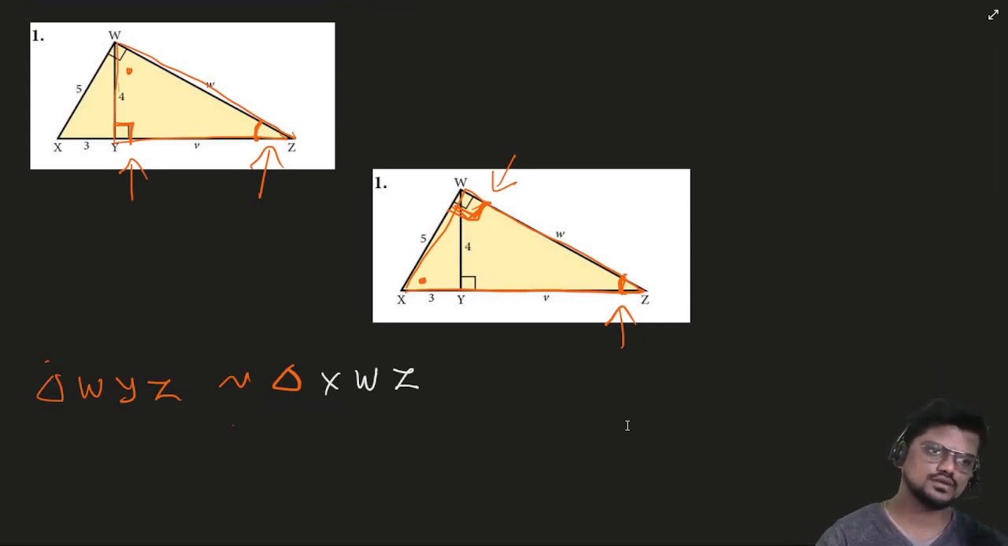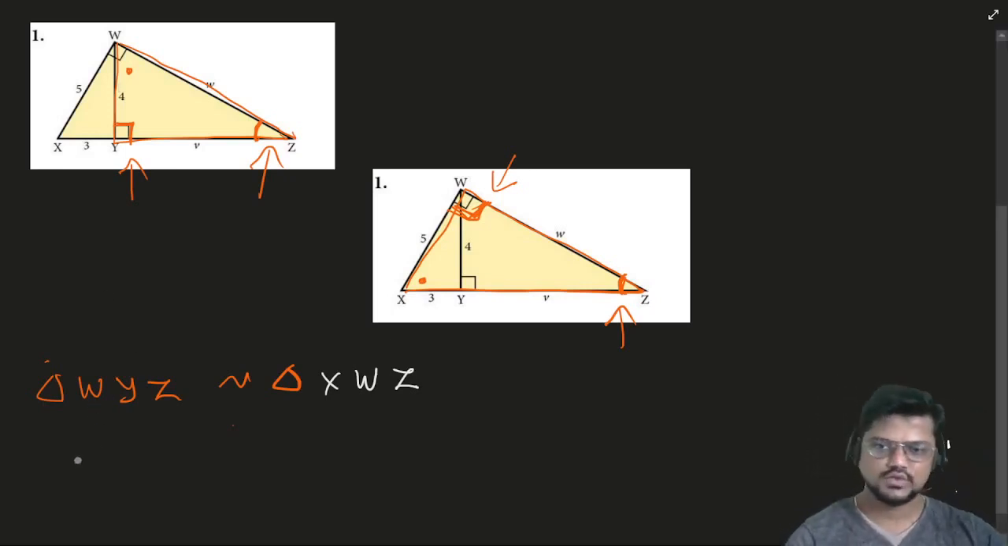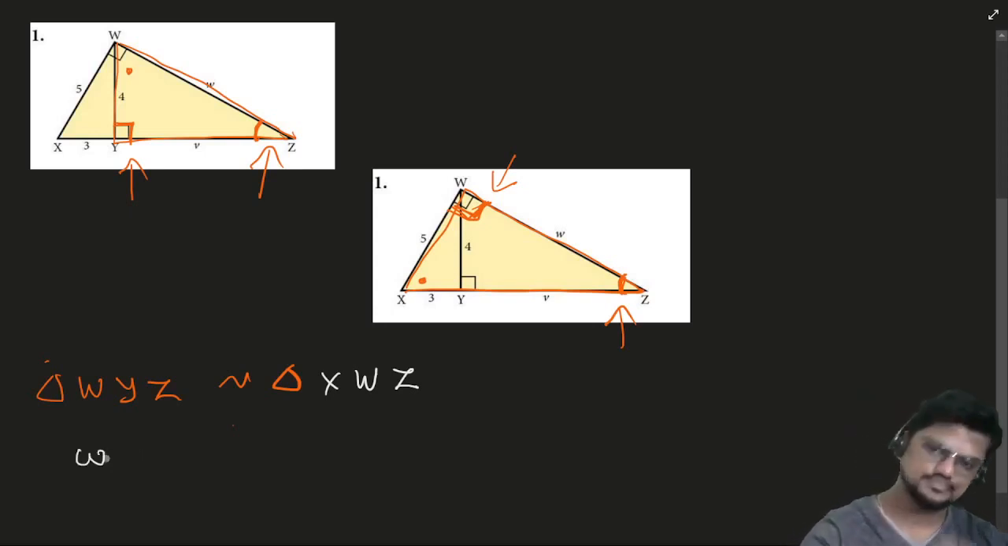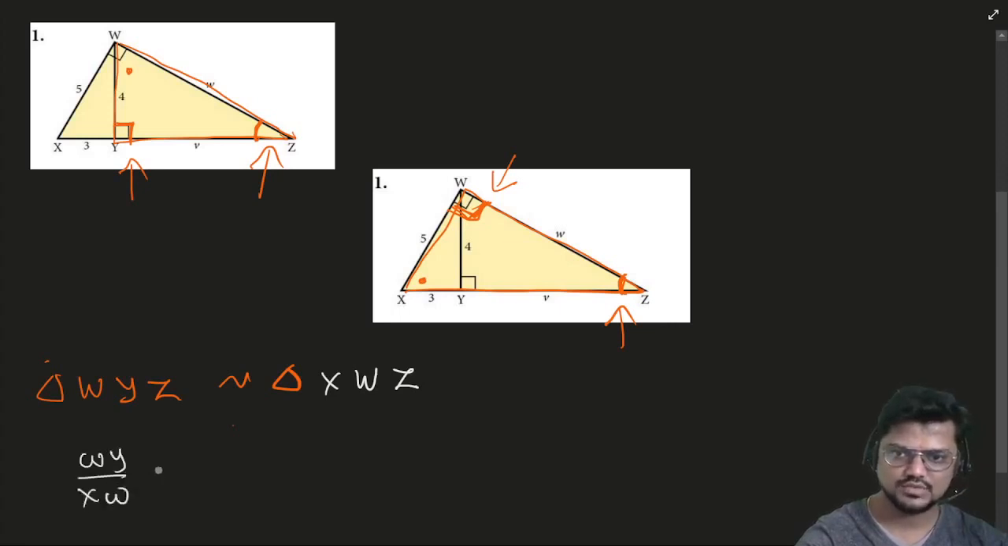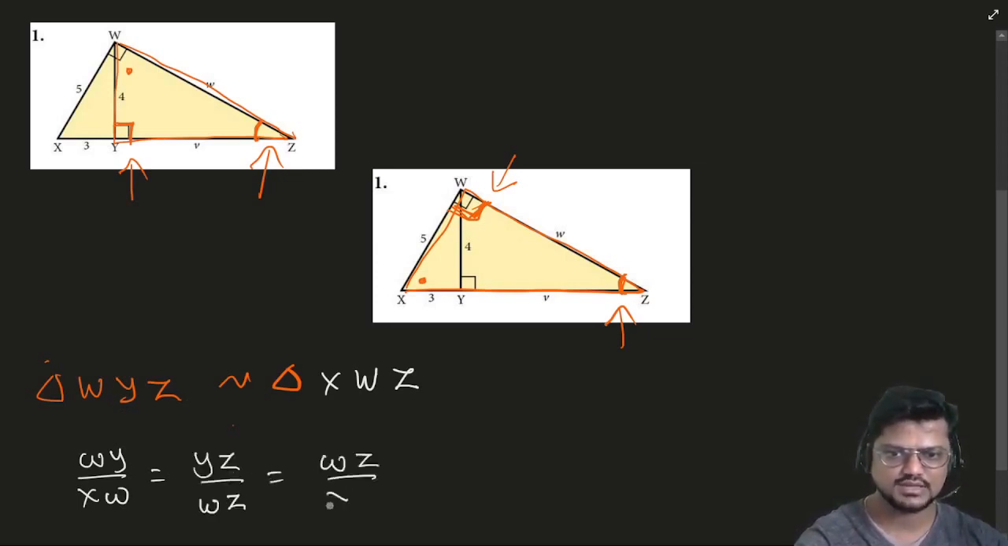I'm actually a little confused, so let me confirm. WY over XW equals YZ over WZ equals WZ over XZ, correct? Yes. See what you have to do. WY upon XW. You can also write your answer in the chat box if you get it. Then YZ upon WZ will be equal to WZ upon XZ.